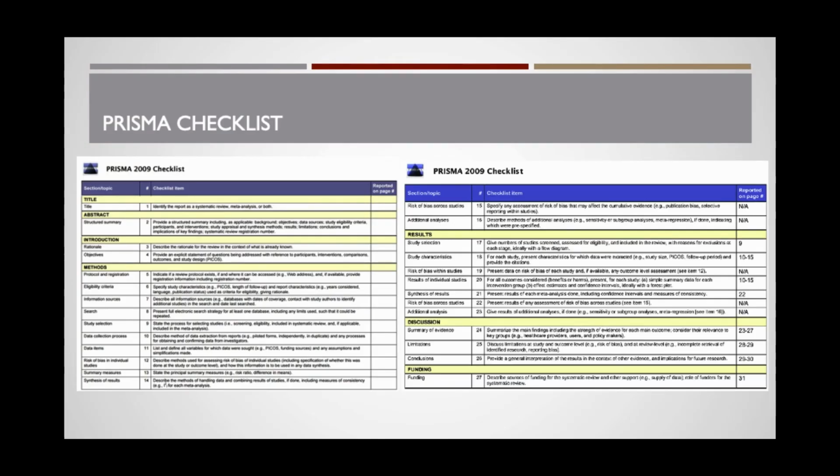This is that Prisma checklist. We're not going to go through it, but there is, again, a 27-point checklist essentially that you have to do if you want to do a complete review. So certainly a systematic review that follows this guideline, follows a Cochrane guideline, is certainly going to be held to a higher standard than a review that doesn't follow that at all, because you have no idea if the author is including everything or not.